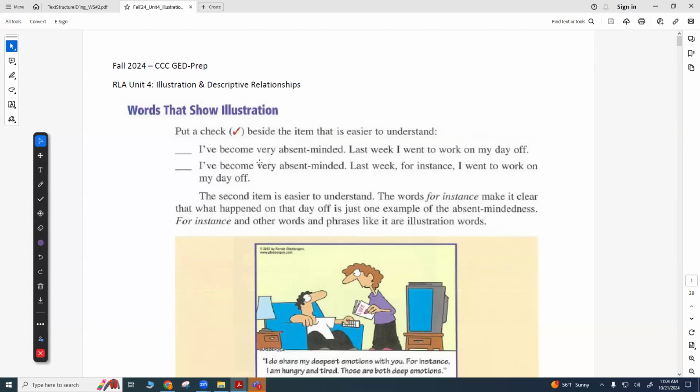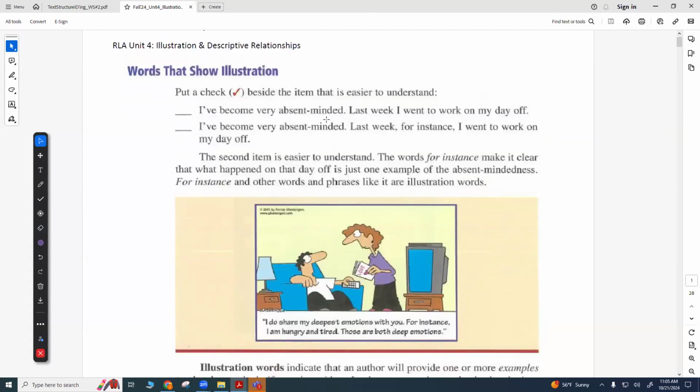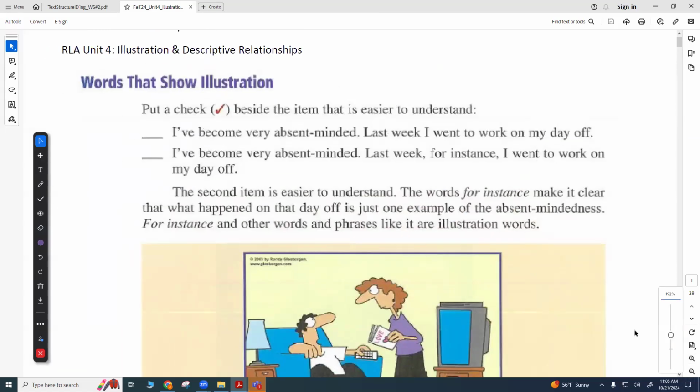Okay, so where we usually always start, we start with this very straightforward contrast. If you look at these two sentences here: I become very absent-minded. I guess this is hitting home really strongly right now, although I guess I'm never not. So last week I went to work on my day off. I actually did do that, but only because I needed a vaccine. So it doesn't count.